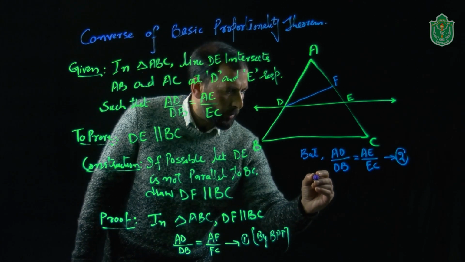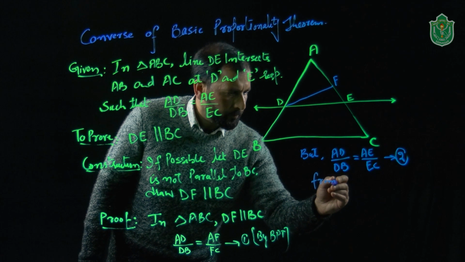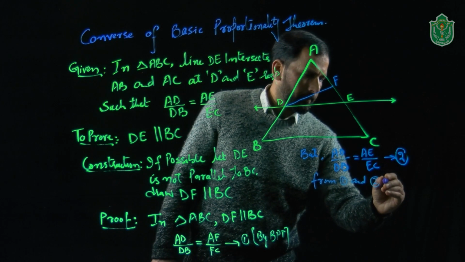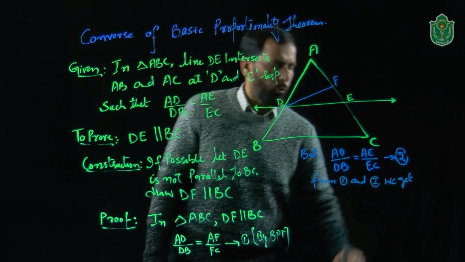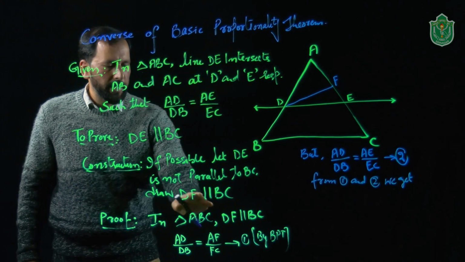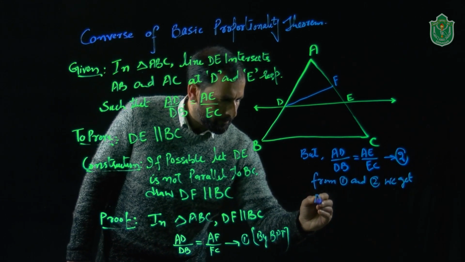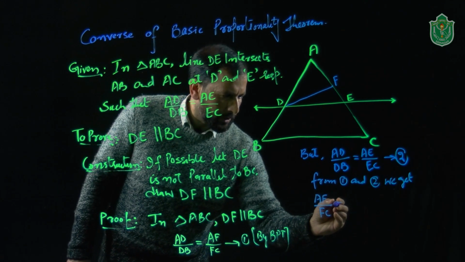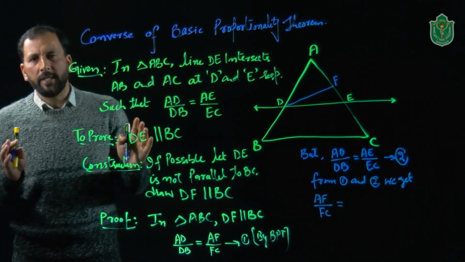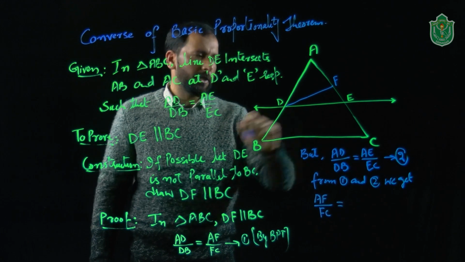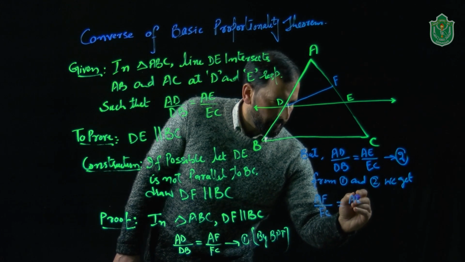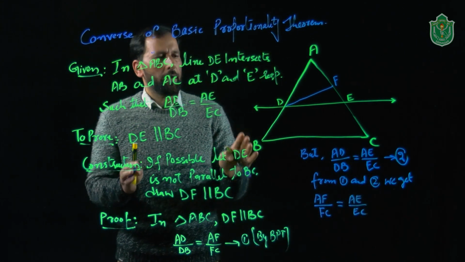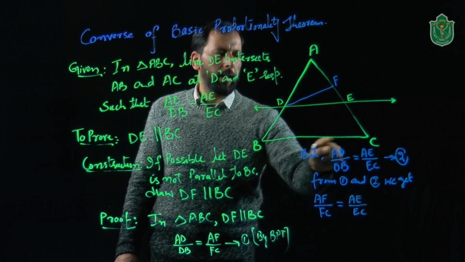On comparing the two, from first and second we get that their right hand sides are equal. The right hand side of the first is AF by FC, which is equal to the right hand side of the second equation, AE upon EC. Now we have to show that this DE is parallel to BC.